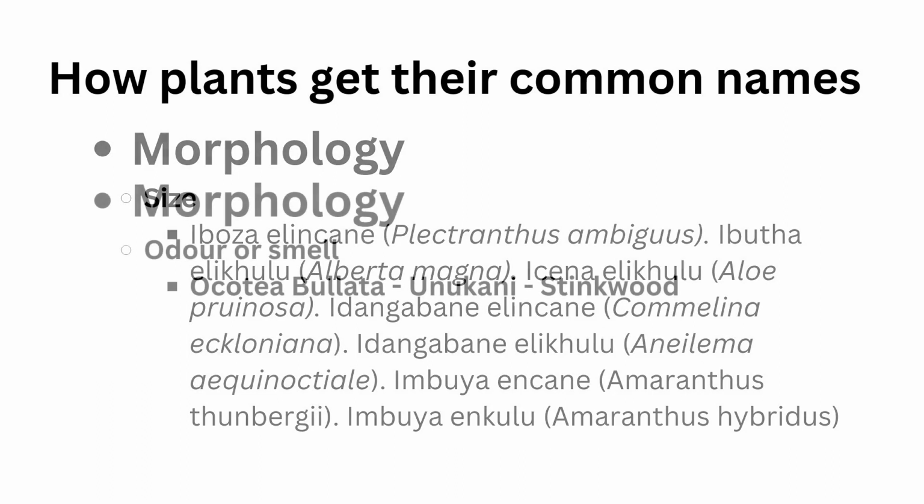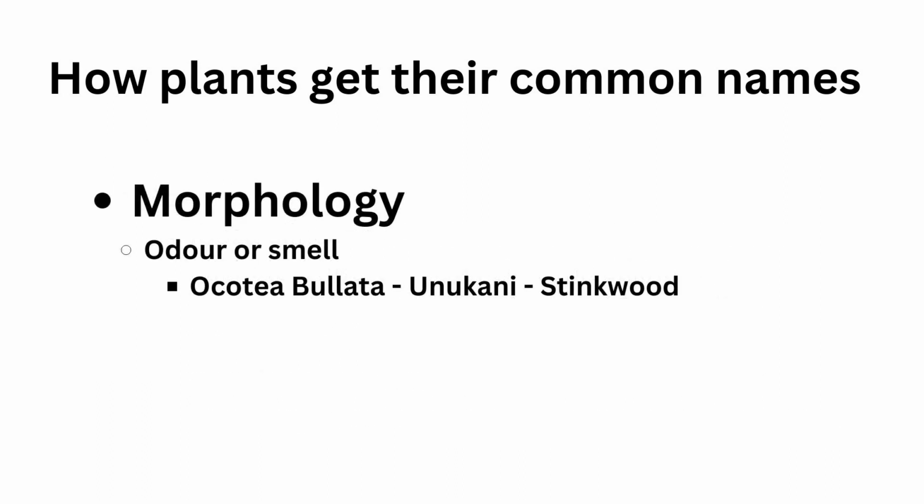So when it comes to plants that get their names based on smell, the best example is unukane. Unukane is scientifically known as Ocotea bullata. In English, it's called stinkwood. And this plant gets its name based on the smell of the plant when it is cut. So the name unukane means what are you smelling? And this is because of the tree's bad smell. Same thing with the English word stinkwood means bad smell.